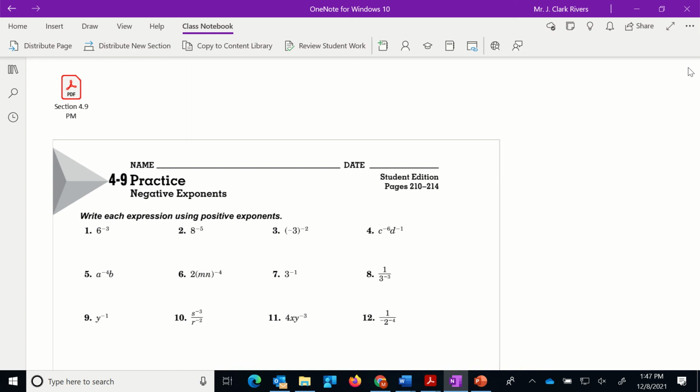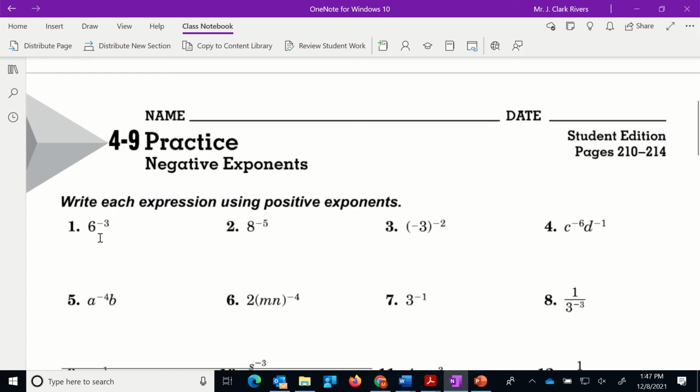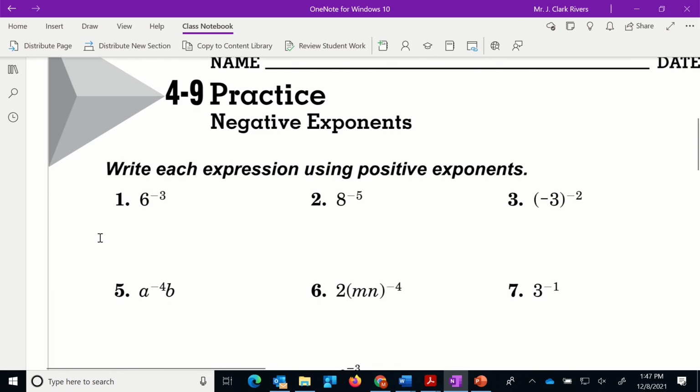Does anybody not have this open yet? Everybody's with me here? Okay, let's talk about negative exponents.